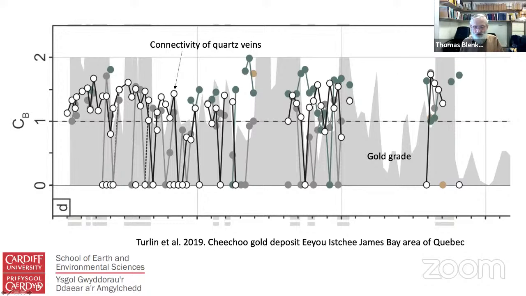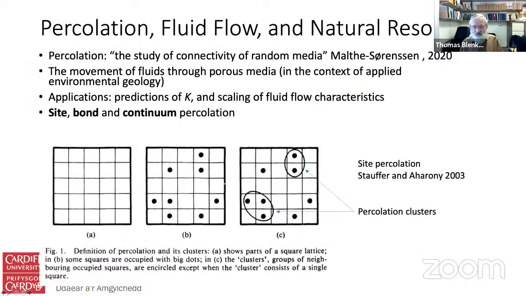So now we're going to move on to the third part of the talk, a little bit more speculative this time, and talk about percolation theory. So percolation is the study of connectivity of random media, and that word random is important. There is always in percolation theory a random component. It may be the way in which pores are arranged in rocks, it may be the arrangement of fractures, but in some sense, percolation theory is able to deal with this random or stochastic element.